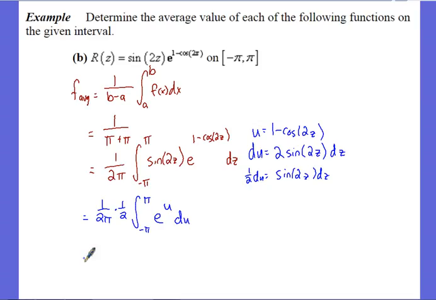So in the end, this is going to become 1 over 4 pi. 1 over 4 pi. The integral of e to the u is what? e to the u. So it's just going to be e to the what? From pi to negative pi. Okay? So this looks complex, guys, but we're smart. We're going to do this one in our head.